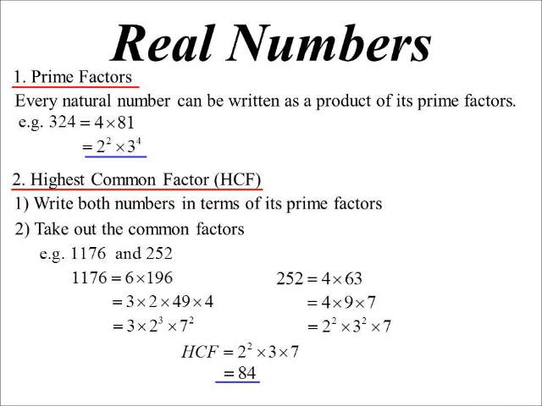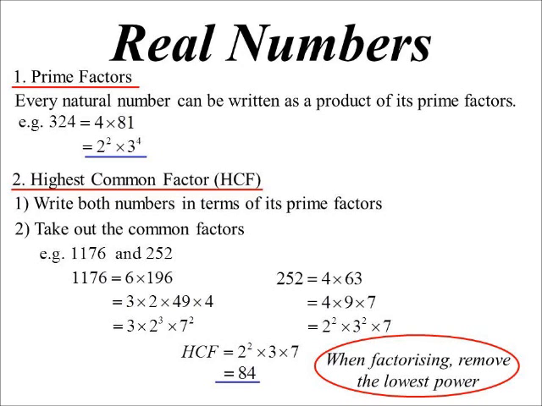Okay. And basically, that's what you're doing in algebra when you factorise. Often it happens to be an x you're taking out, not just numbers, but you're pulling out all the common factors in the two terms, and whenever you factorise, you always take out the lowest power. So it's the same sort of idea.